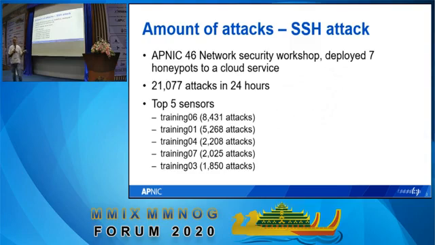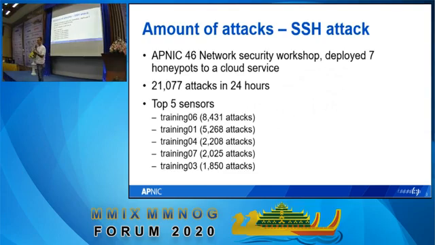We deployed 7 to a cloud service provider, and in 1 week, this is how many attacks we had on those 7 devices. So in the first 24 hours, we had 21,000 different attempts of SSH logins on those devices. This is a public resource on a cloud environment. One machine, or one of the honeypots, over the total period received 8,000 attacks. So that's a bit of an issue.